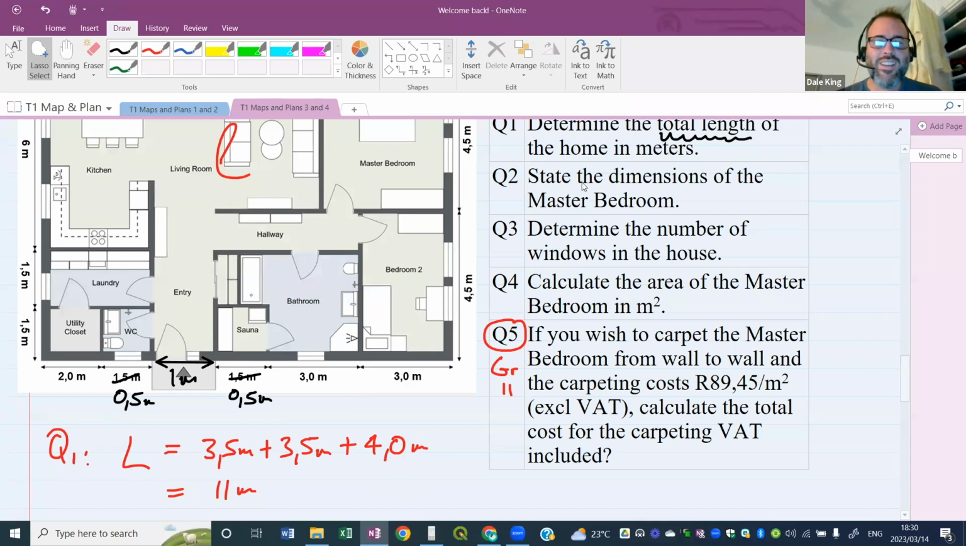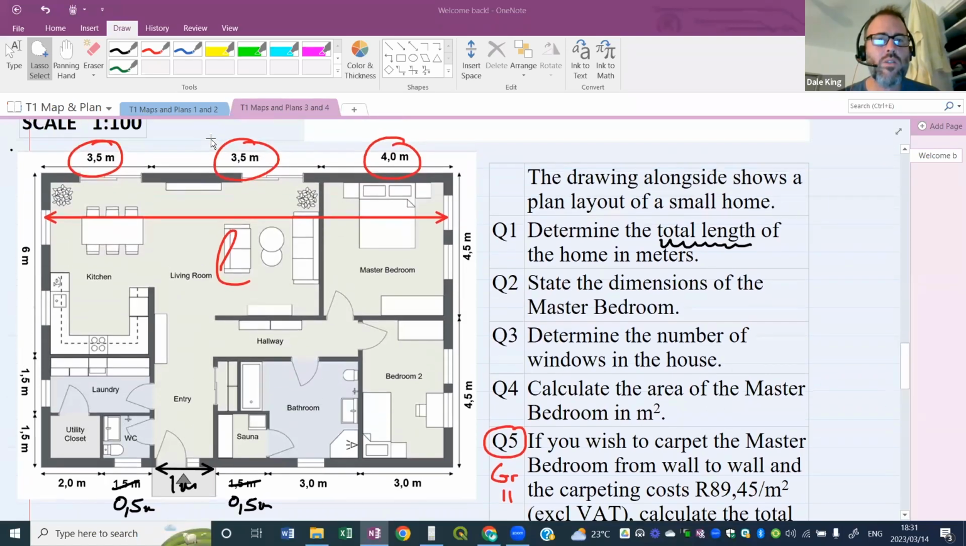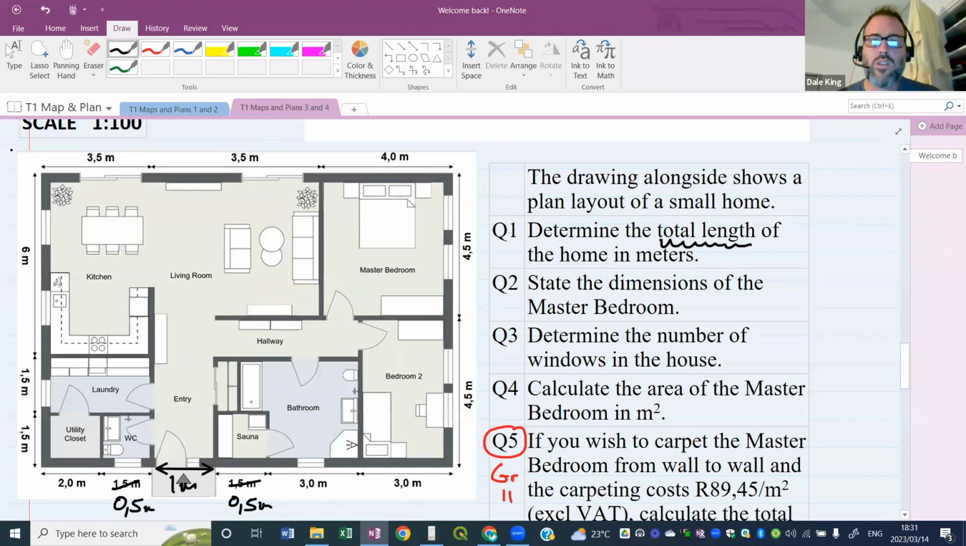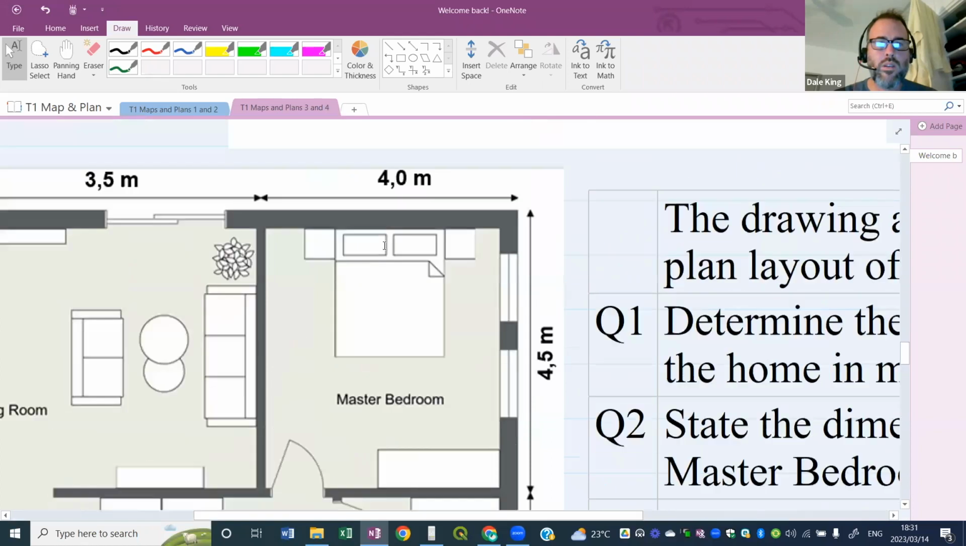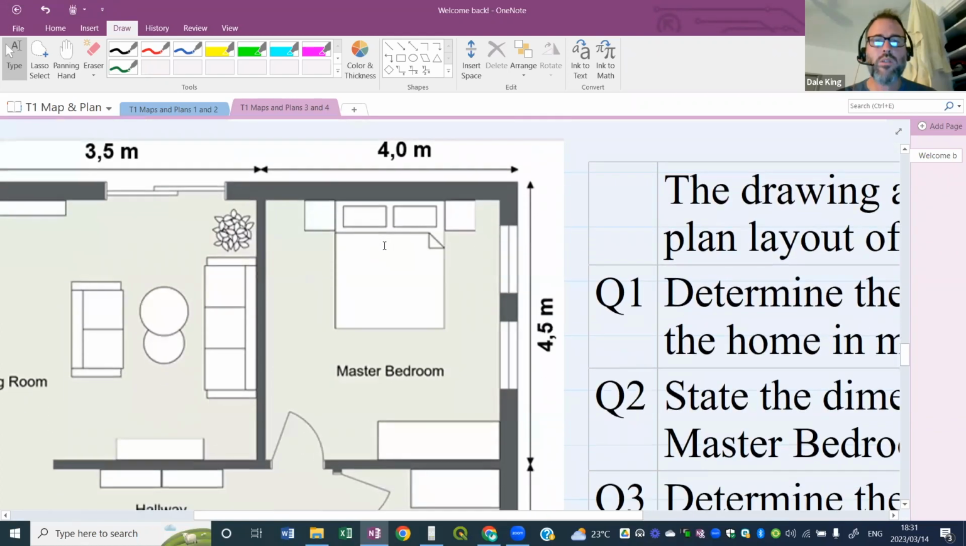All right, question 2. Question 2 says state. So that doesn't look like any calculation. State just means say, put it down. Just say what it is. So question 2 says state the dimensions of the master bedroom. All right, I'll zoom in a little bit to the master bedroom.